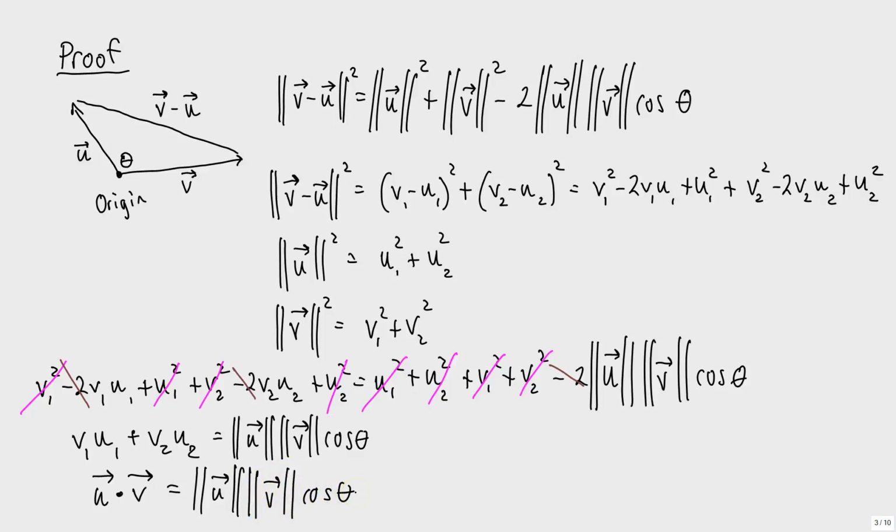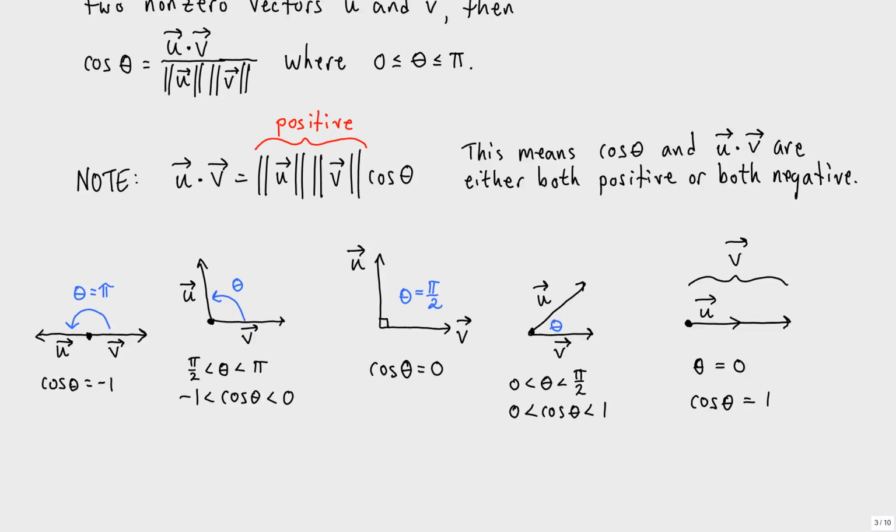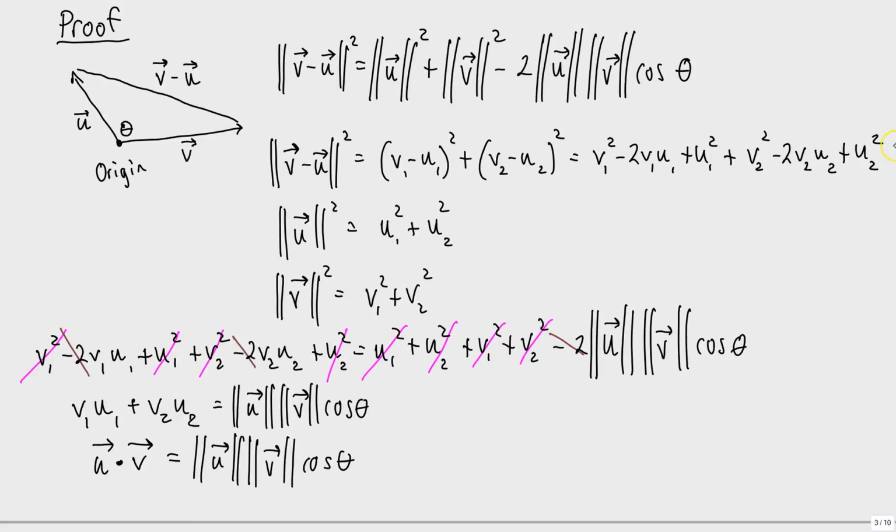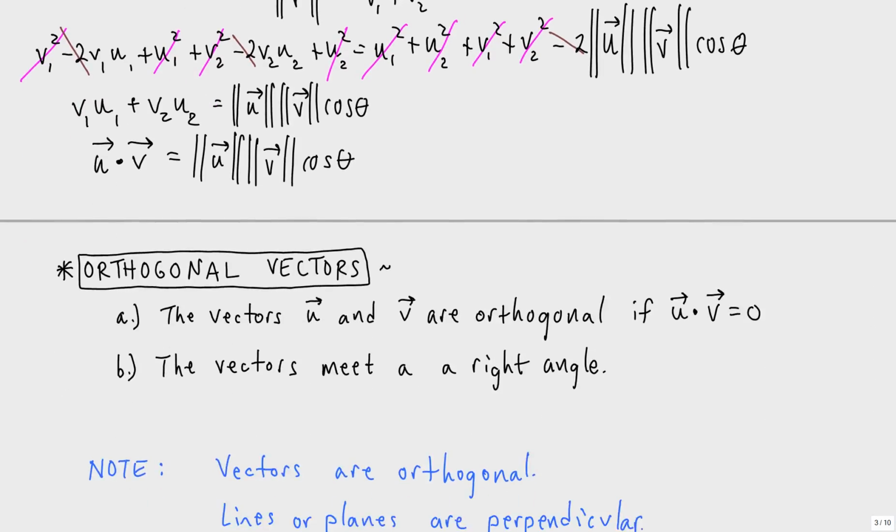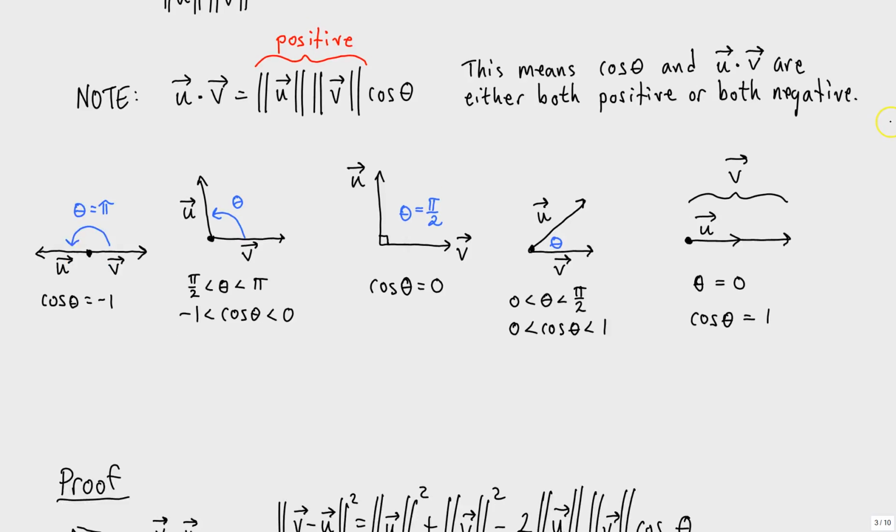And there's where we get, of course we divide both sides by the magnitude of u times the magnitude of v, this equation here, this relationship here. So with a little bit of trig, it's easy to see where that comes from. Alright, so earlier we talked about how if the angle between them is pi over 2, then cosine would be 0 and the dot product would be 0.